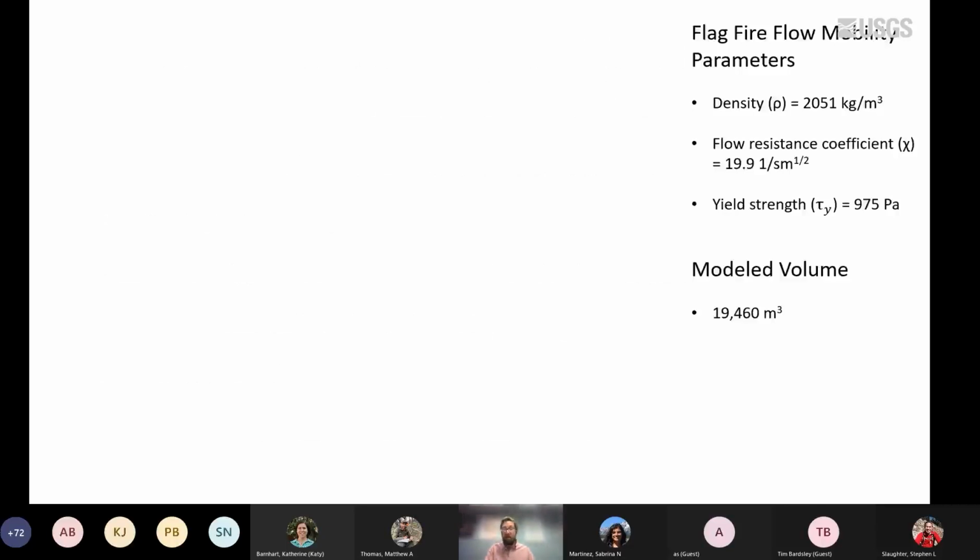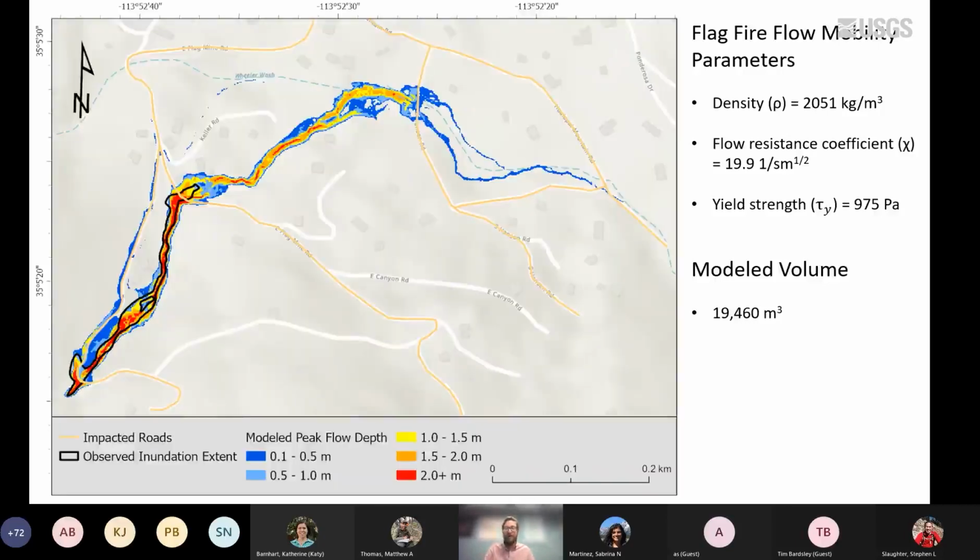First of all, the modeled volume was about 17 times larger than what we observed in the field. So when we applied this in conjunction with the calibrated flow mobility parameters, we got an output that looked like this. So very similar to when we applied the Thomas fire parameters, we see the runout distance is about twice as long as what we observed in the field. But more than that, we see that the modeled peak flow depth is much higher.